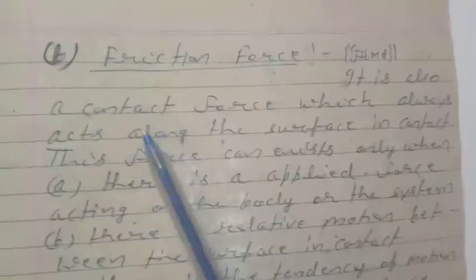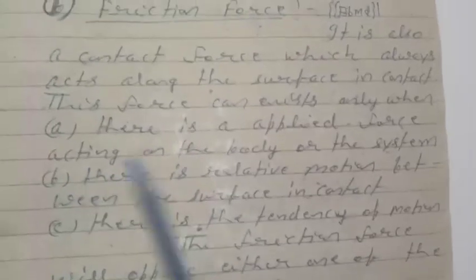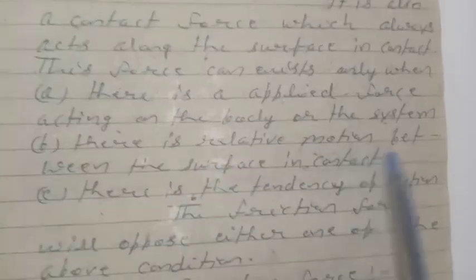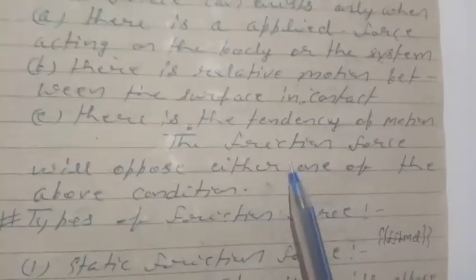Now the second case, friction force. It is also a reaction force, a contact force, which always acts along the surface in contact. This force can exist only when A. there is an applied force acting on the body or the system, B. there is a relative motion between the surfaces in contact, or C. there is a tendency of motion. The friction force will oppose any one of the above conditions. If the three conditions are fulfilled, then friction force will arise.